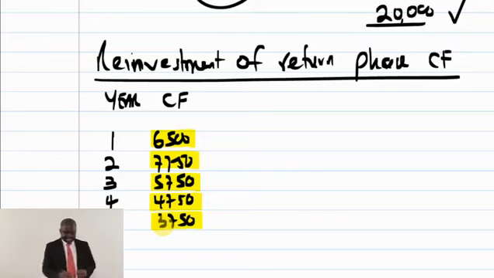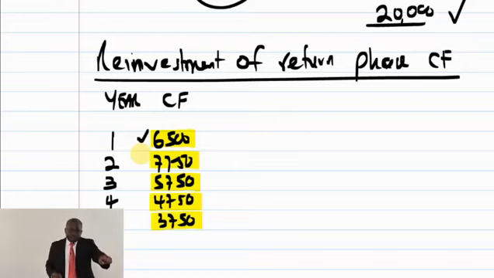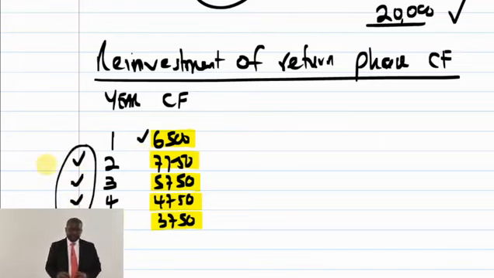How many years can I invest these cash flows? The project is for 5 years. Remember, this cash flow in year 1 will be received at the end of year 1. So when I get it at the end of year 1, I can invest it in year 2, year 3, year 4, year 5, which is 4 times. And the cost of capital is 8%.